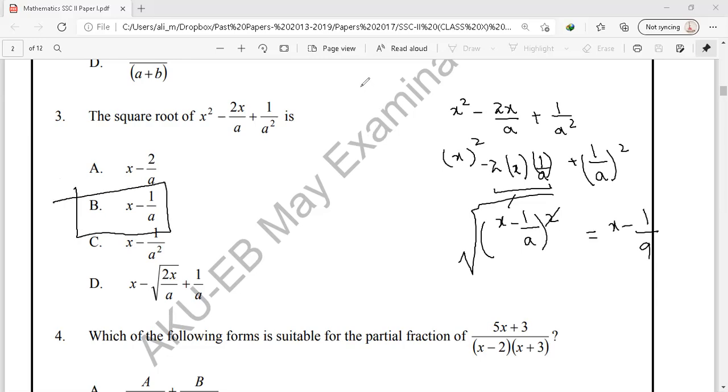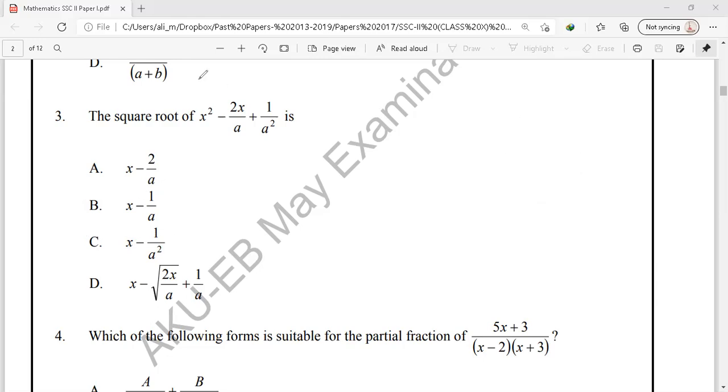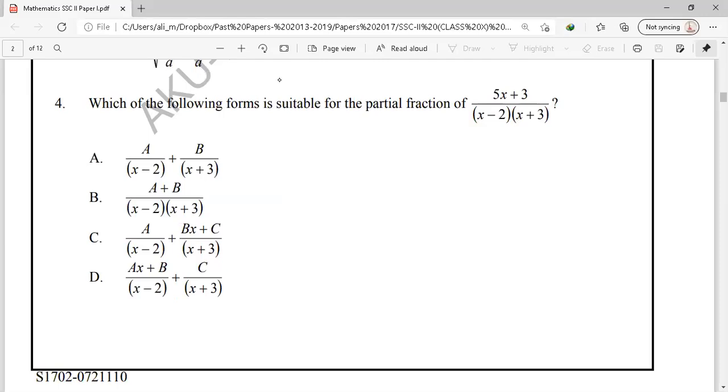Let's see question number 4. And in this question, we have to break this expression into partial fractions: 5x plus 3 over x minus 2 and x plus 3.